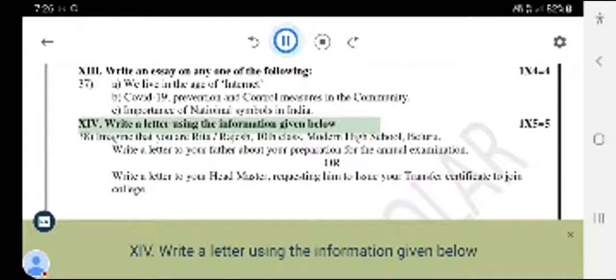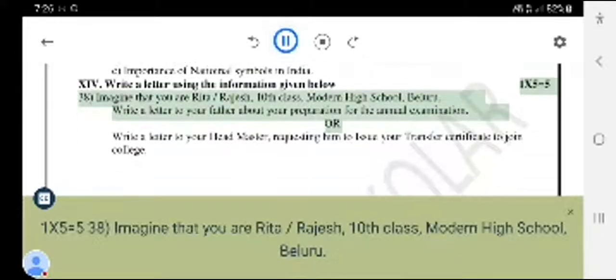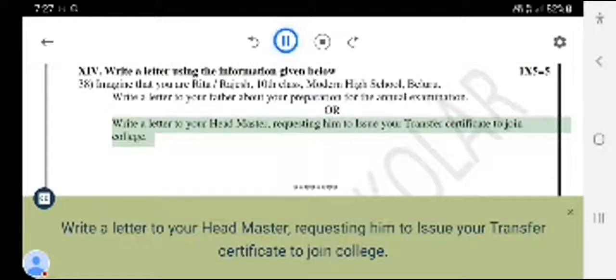14. Write a letter using the information given below. 38. Imagine that you are Rita Rajesh, 10th class, Modern High School, Beluru. Write a letter to your father about your preparation for the annual examination. OR. Write a letter to your headmaster, requesting him to issue your transfer certificate to join college.